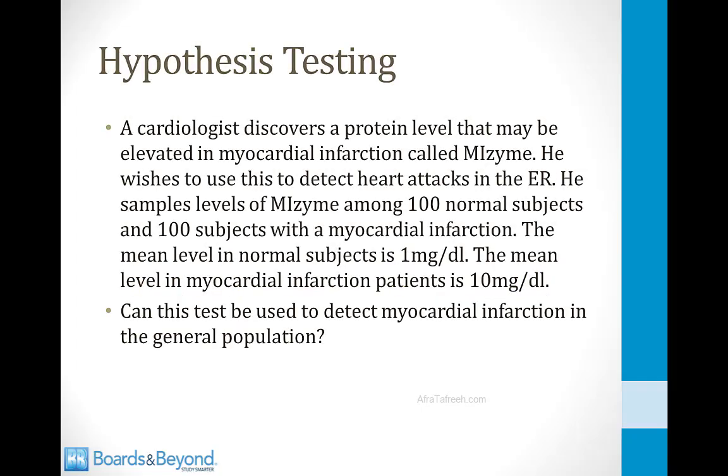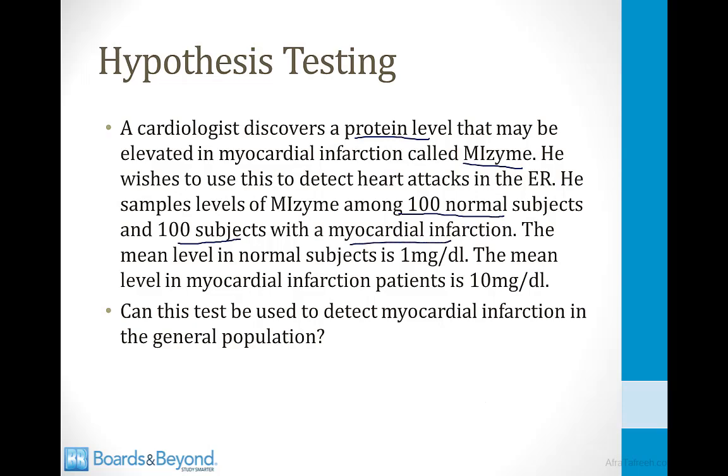So let's imagine that a cardiologist discovers a protein level that may be elevated in myocardial infarction patients, and he calls this protein MI-zyme, and he wants to use it to detect heart attacks among patients in the ER. So in order to see whether or not this might be useful for detecting heart attacks, he samples levels of MI-zyme among 100 normal subjects and also among 100 subjects with a myocardial infarction.